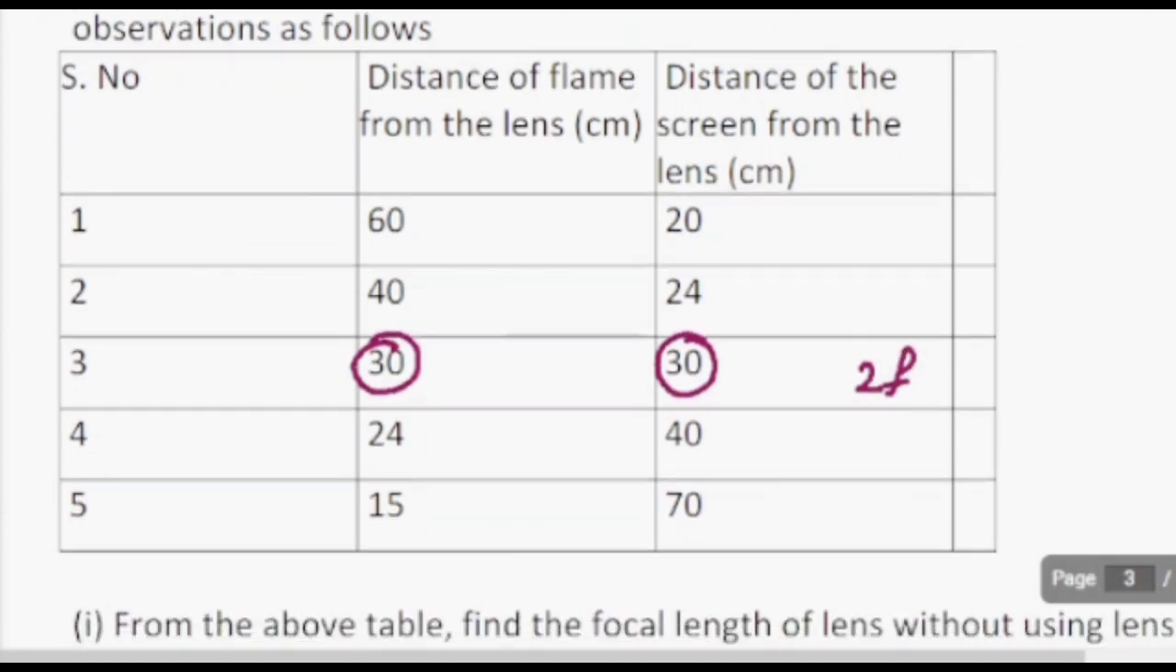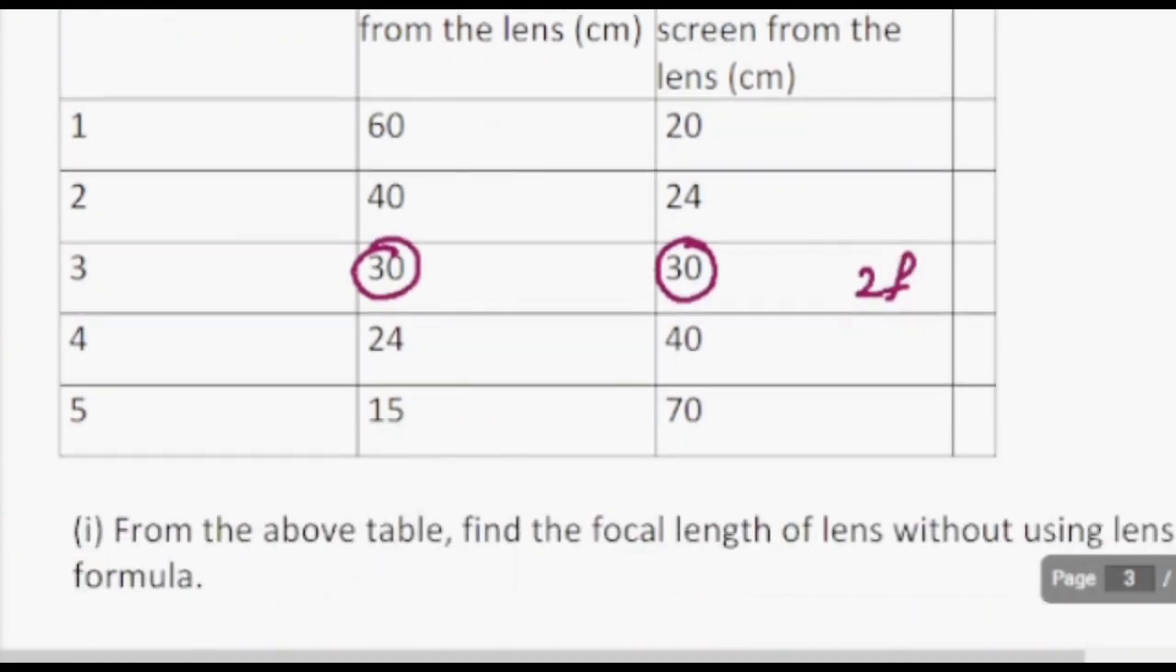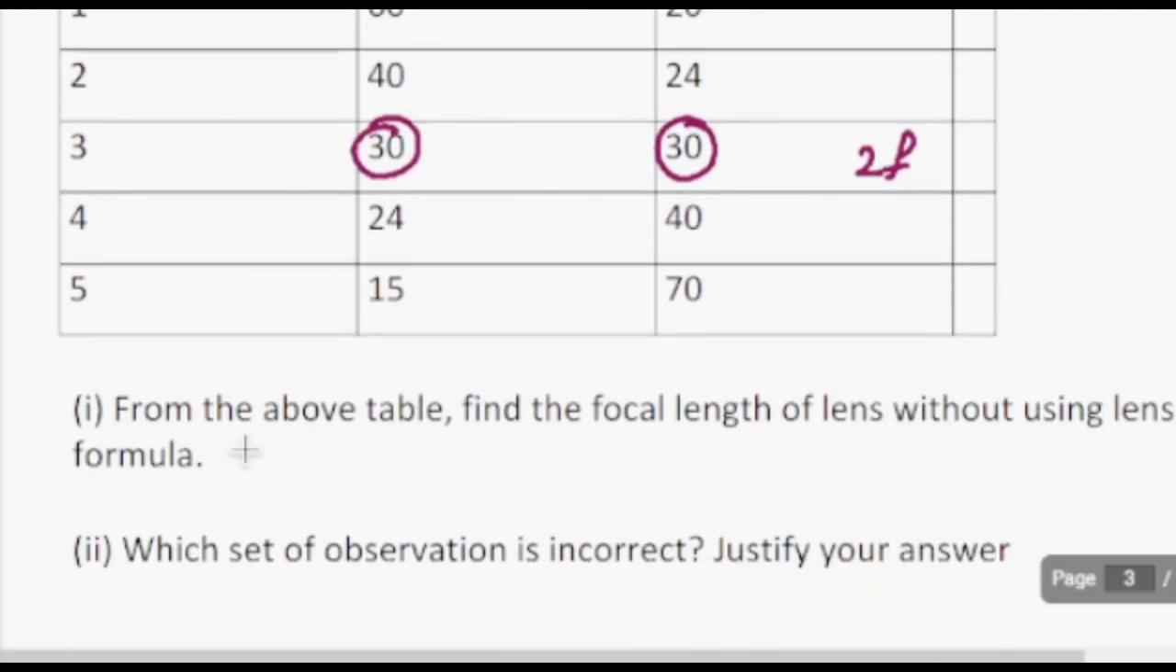So here, since both are 30, we can say that 2f is equal to 30. So what is f? f will be 30 by 2, that is 15 centimeter, which will be the focal length of the lens. Then, which set of observation is incorrect?